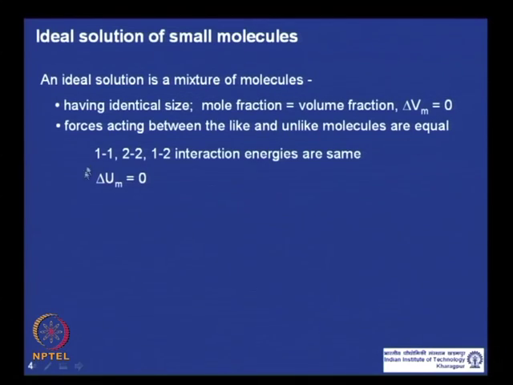So, energy of mixing should be 0, and as we have seen, volume of mixing is also 0. So, enthalpy of mixing should be 0. So, ideal solution formation leads to athermal mixing, okay, with no change in enthalpy of the system.